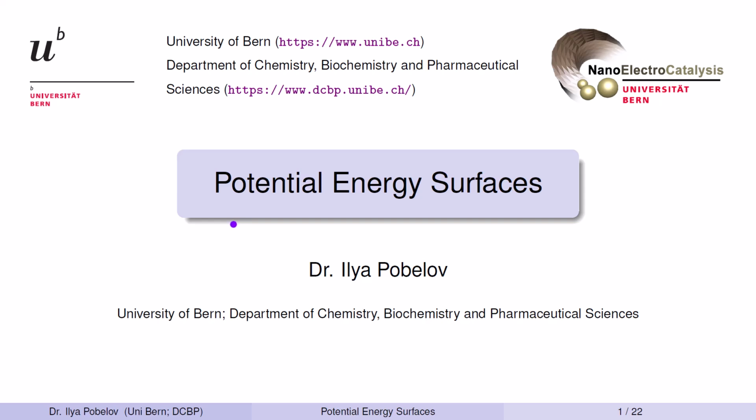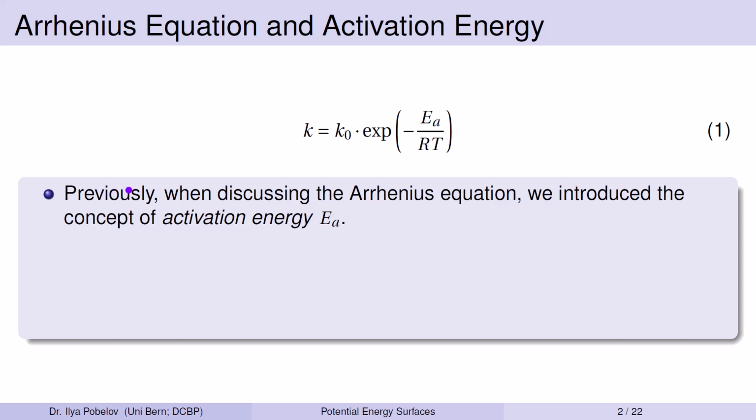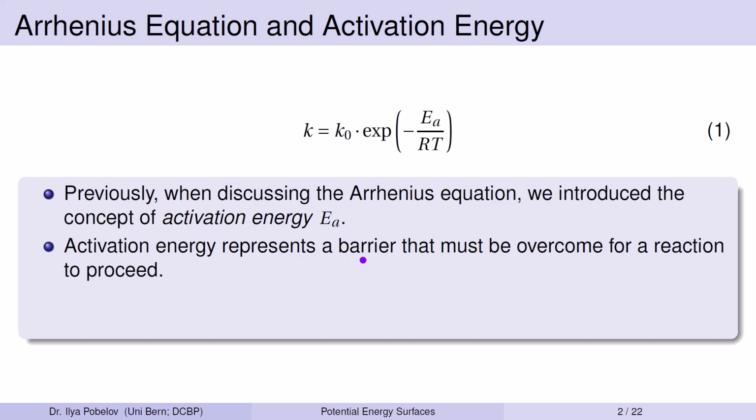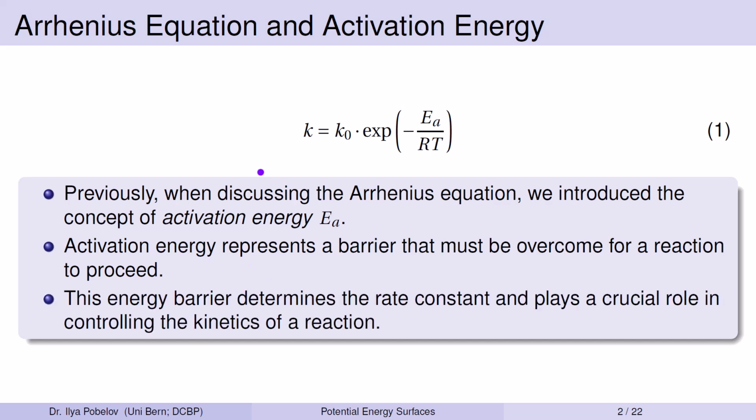In this module, we will discuss potential energy surfaces and their importance in chemical kinetics. Previously, when discussing the Arrhenius equation, we introduced the concept of activation energy. It represents a barrier that must be overcome for a reaction to proceed. This energy barrier determines the rate constant and plays a crucial role in controlling the kinetics of a reaction.